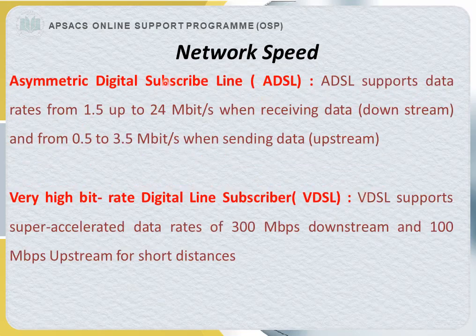Network speed, Asymmetric Digital Subscriber Line, ADSL. ADSL supports data rates from 1.5 up to 24 Mbits per second when receiving data, downstream, and from 0.5 to 3.5 megabits per second when sending data, that is, upstream.